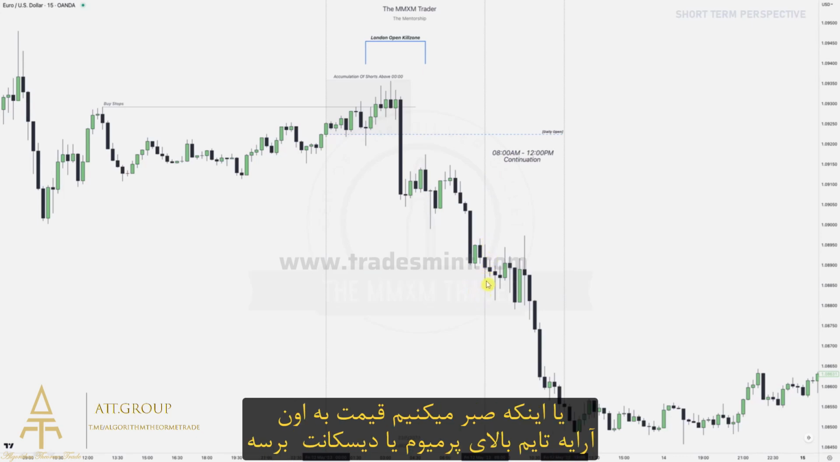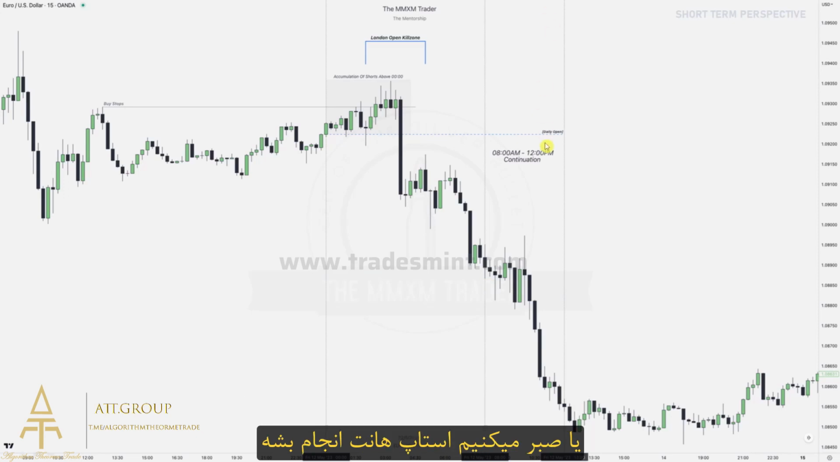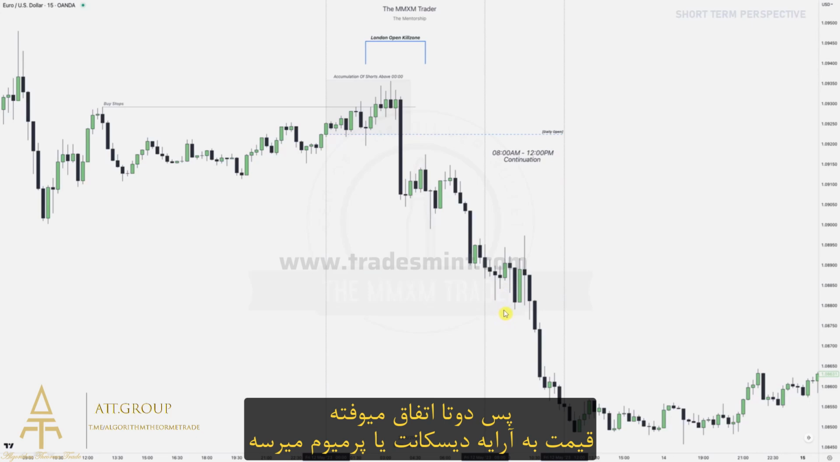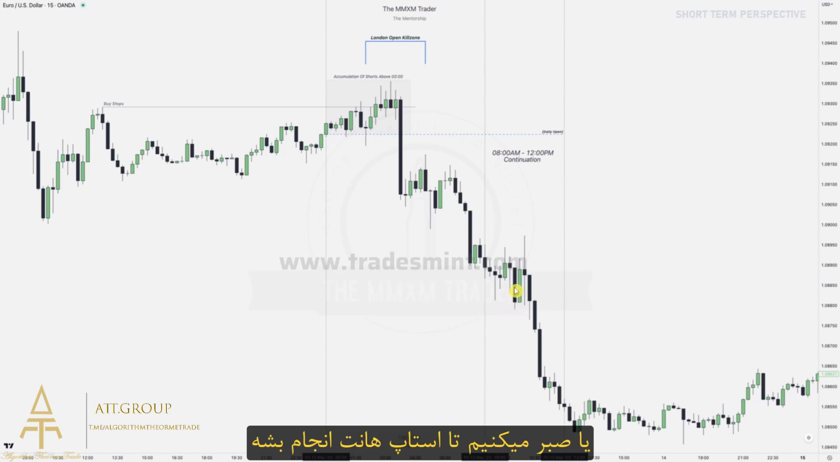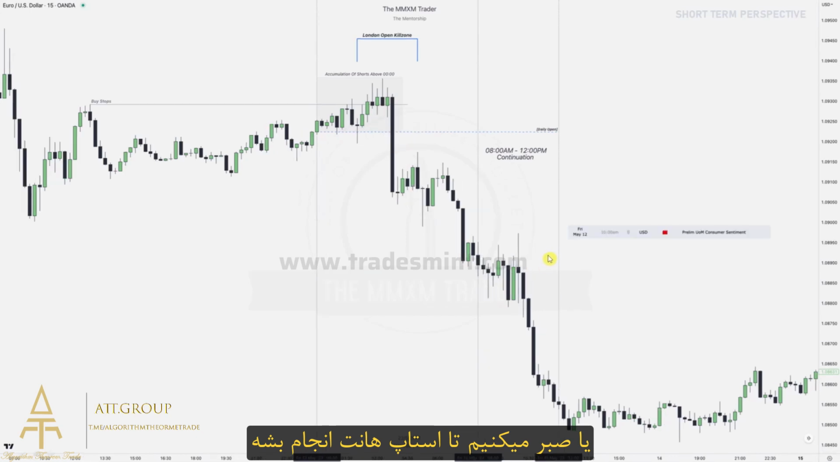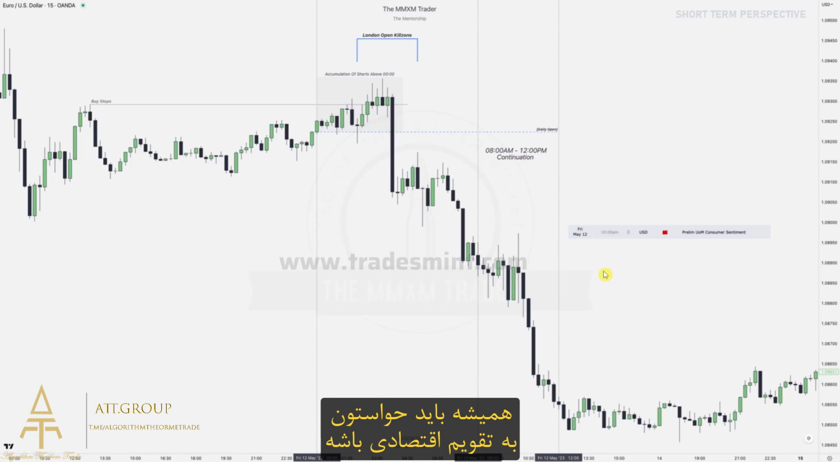Either we wait for that higher time frame premium or discount array to be hit, or we wait for that stop hunt, right? So two things: we hit a premium or discount array and then continue our way down, or we wait for that stop hunt. Now, do we have news? We need to always keep an eye on that economic calendar.